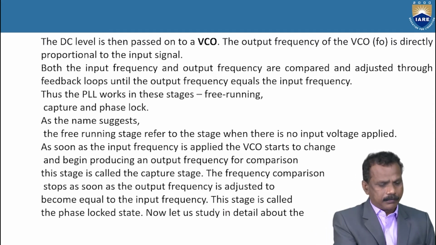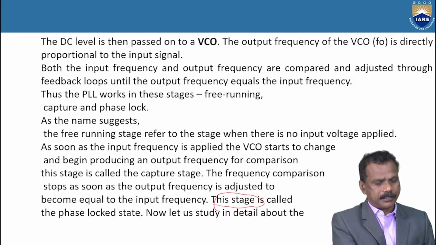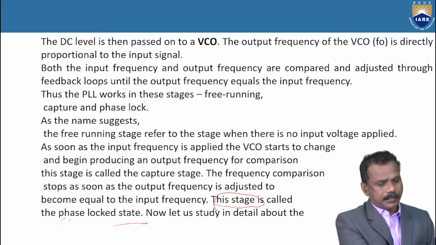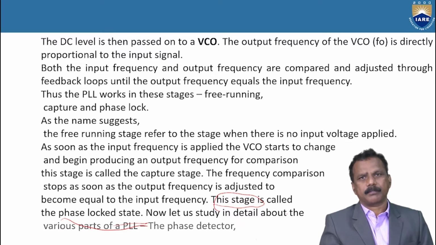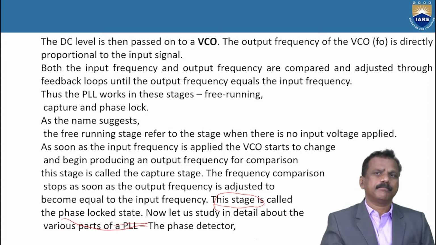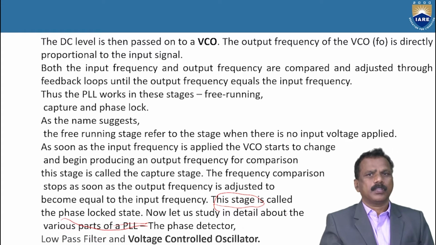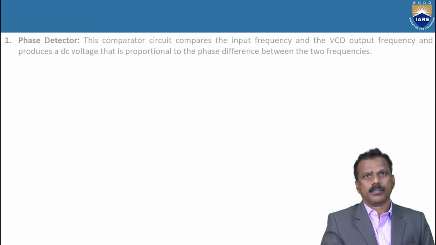Now the stage is observed. This is called the phase locked state. Now let us study in detail the various parts of the PLL: the phase detector, low pass filter, and voltage controlled oscillator, in depth.